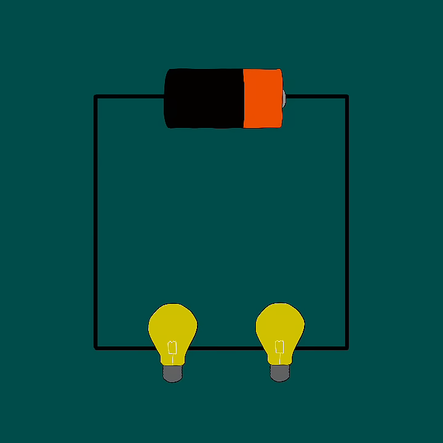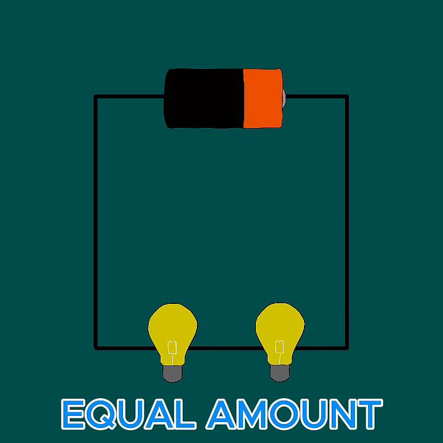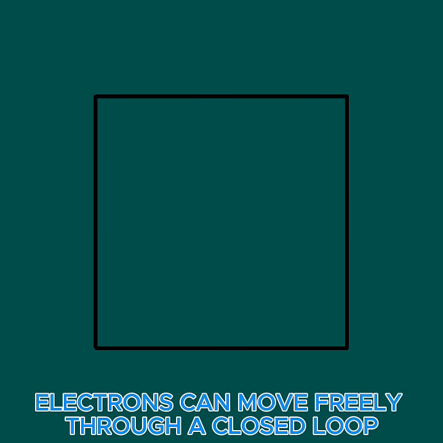Now, let's add another light. Oh, looks like the light dimmed to be an equal amount as the other light. Let's take a closer look. A circuit is when electrons can move freely through a closed loop.